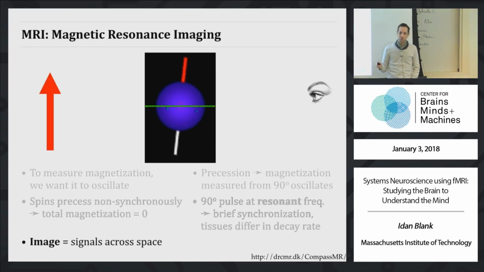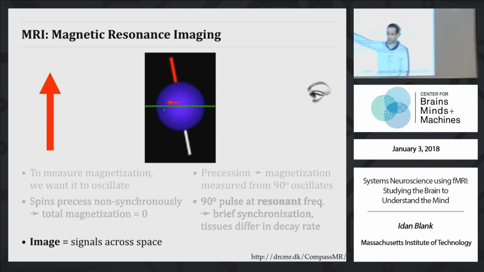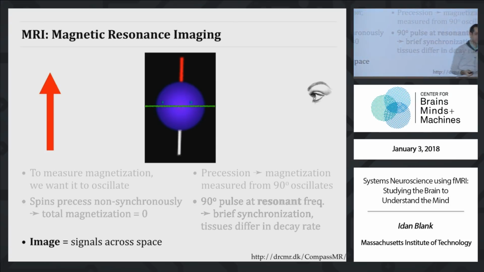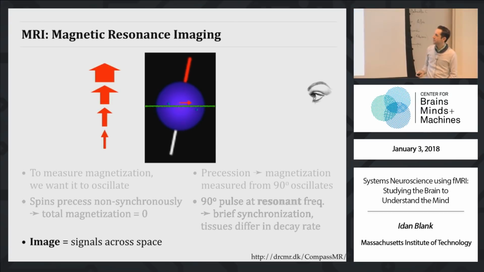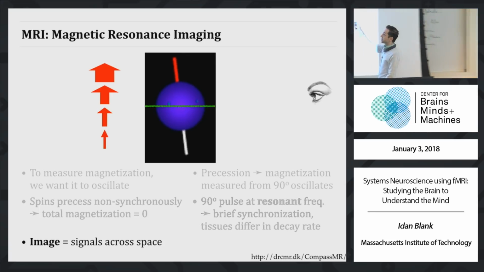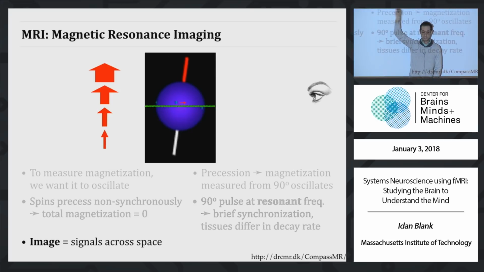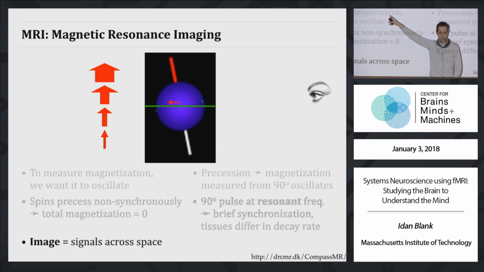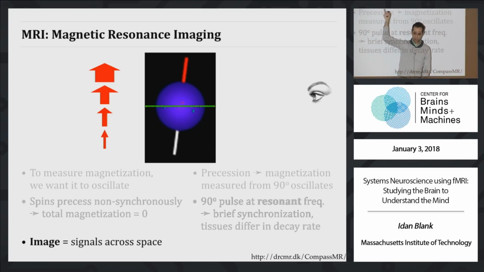The way we solve this problem is we change the huge magnetic field by introducing a gradient. So we actually make the magnetic field change a little bit. And you remember I told you that the frequency of this precession depends on the strength of the magnetic field. The stronger the magnetic field is, the faster the precession.